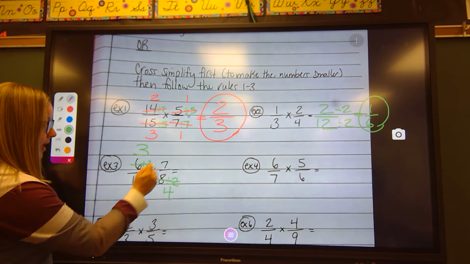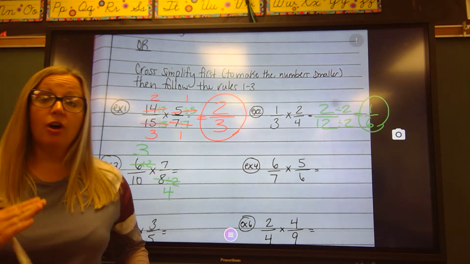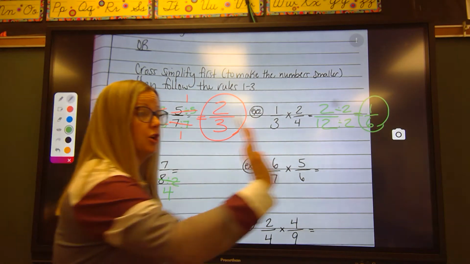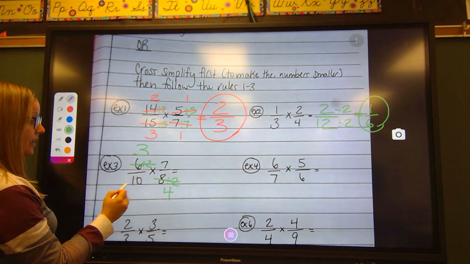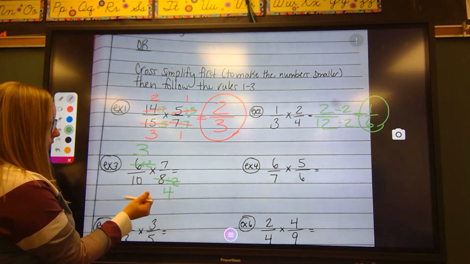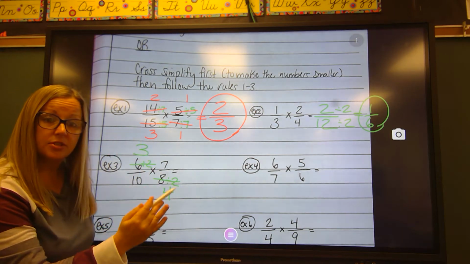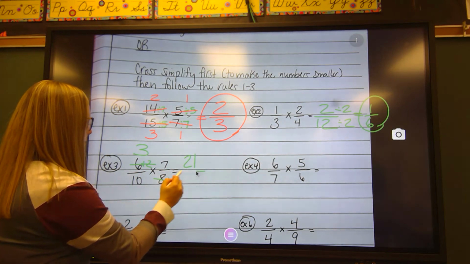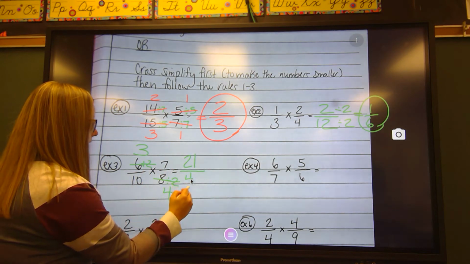Can I simplify 7 and 10? No. I've gone this way. I've looked this way. I've looked this way. Now I can cross the street. I can go straight across. You can't always simplify. So now I have 3/10 times 7 over 4. The rules are top times top, bottom times bottom. 3 times 7 is 21. 10 times 4 is 40.